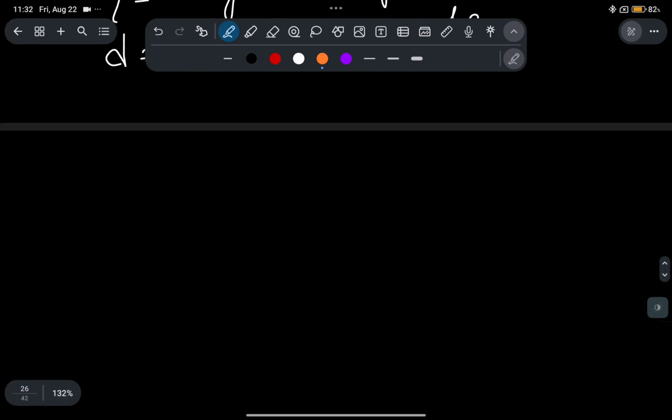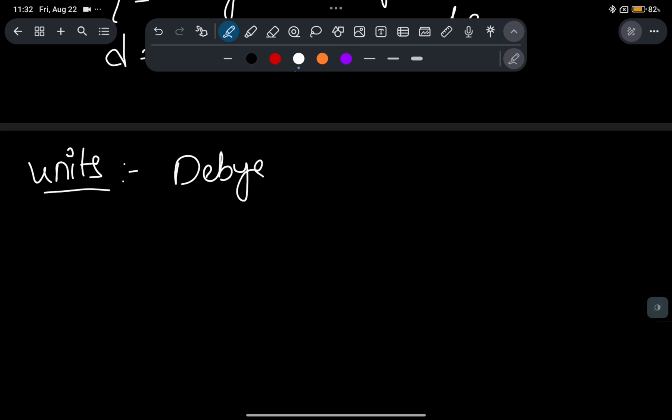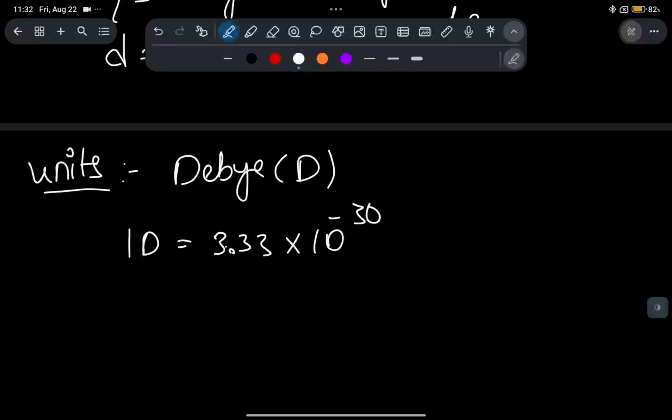What are the units of dipole moment? Dipole moment is measured in Debye, capital letter D, and 1 Debye is equal to 3.33 into 10 power minus 30 coulomb meter. Sorry, not centimeter, coulomb meter.